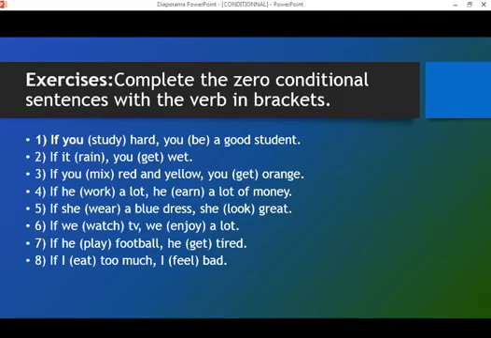Now you will practice your understanding of this lesson by doing these exercises. I let you know to think about the answers. Are you ready?